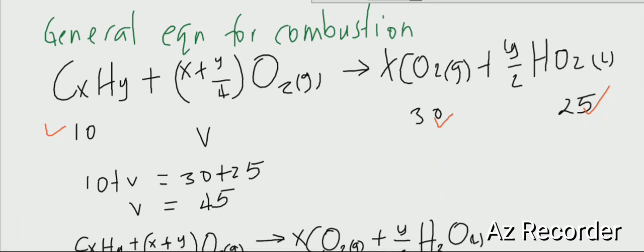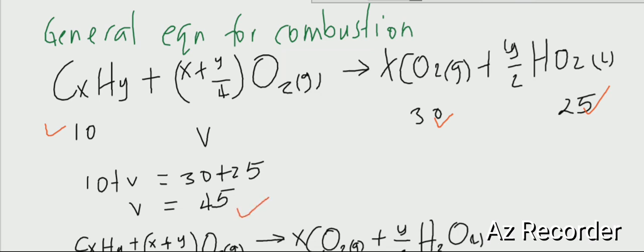I told you we need 3 volumes. Volume of hydrocarbon Z, CxHy, volume of oxygen, and volume of carbon dioxide formed. To get volume of oxygen, you say volume of hydrocarbon Z, which is 10, plus an unknown volume of oxygen V, equals the volume of carbon dioxide 30 plus volume of water 25. When you solve the value of V, you get it as 45.